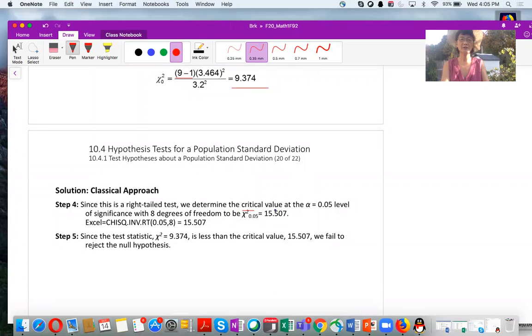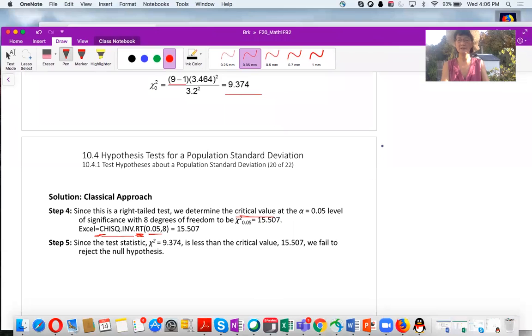And once you get this, you need to find the critical value. You can go to the table to find the critical value. And I introduced Excel. In Excel, you type in equals chi-square dot INV. Because this is a right tail test, you have to use dot RT, and plug in alpha and the degree of freedom 8, you get 15.507.